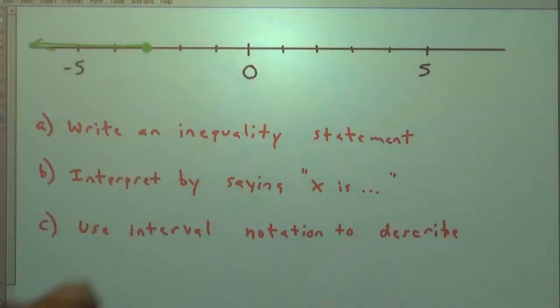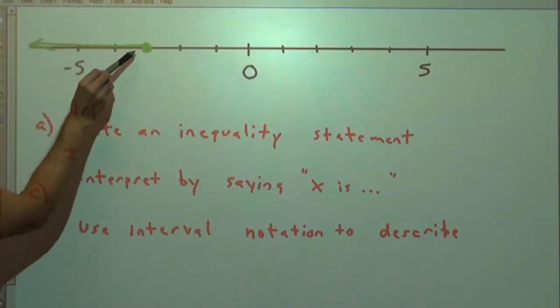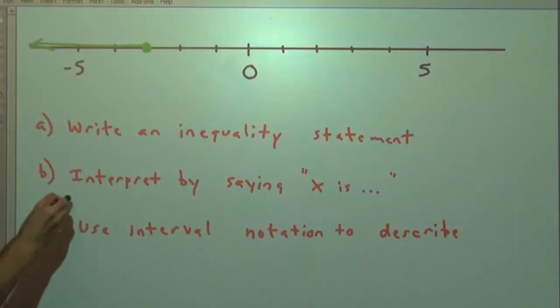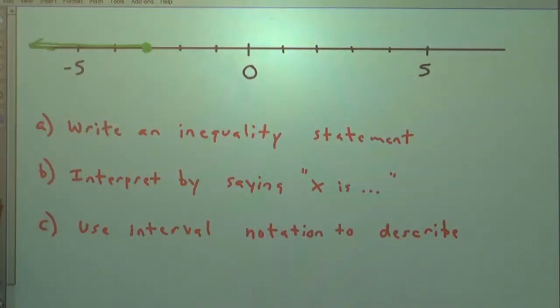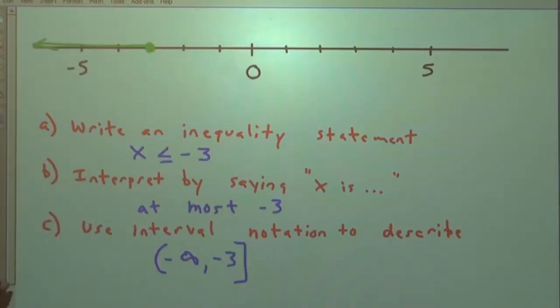So, if we look at this graph, we say write an inequality statement for this thing. Okay, what would it be? It would be x is less than or equal to -3. Interpret it. What would we say? Well, x is less than or equal to -3, or we can say that x is at most -3, and then interval notation, well, let's take a look.